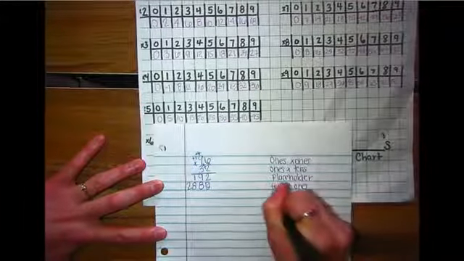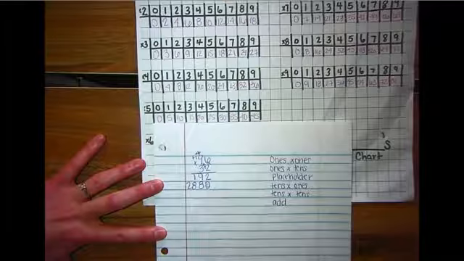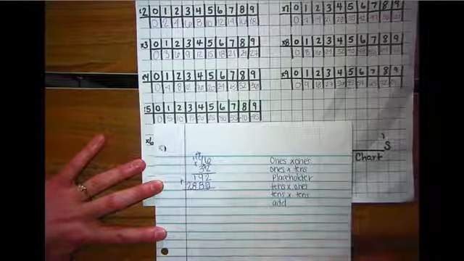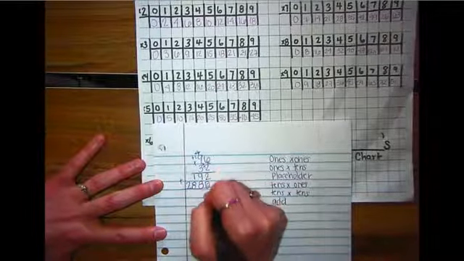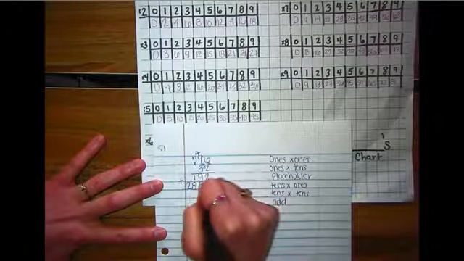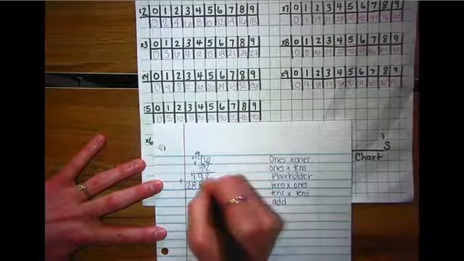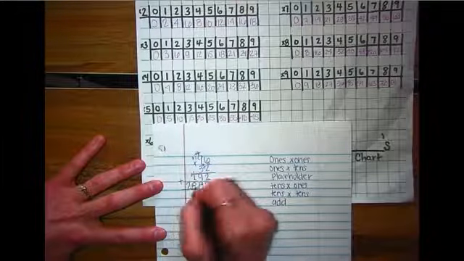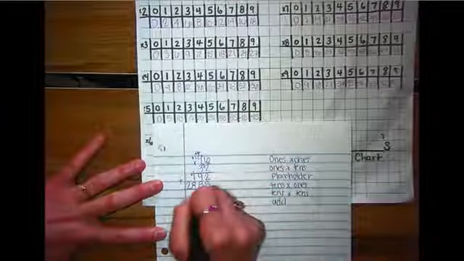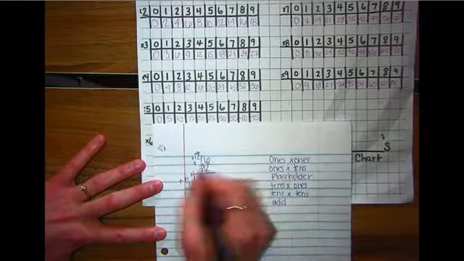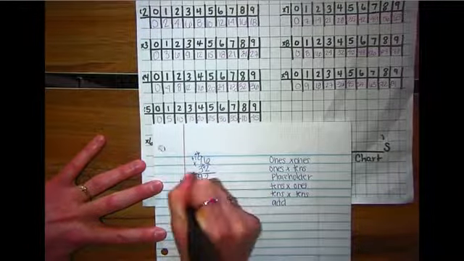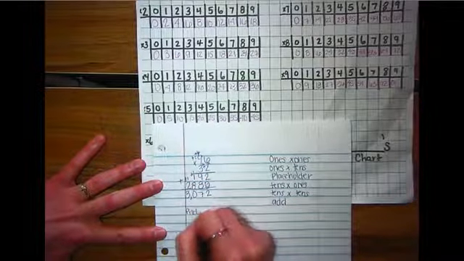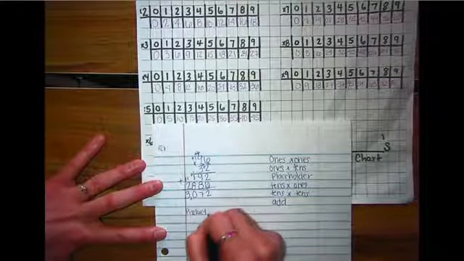My next step is to add. So I'm going to add these two partial products together, and that will give me my final product. 2 plus 0 is 2. 9 plus 8 equals 17. So I'm going to drop the 7, regroup the 1. 1 plus 1 is 2 plus 8 would be 10. Drop that 0, regroup that 1. 1 plus 2 is 3. So my final product would be 3,072.